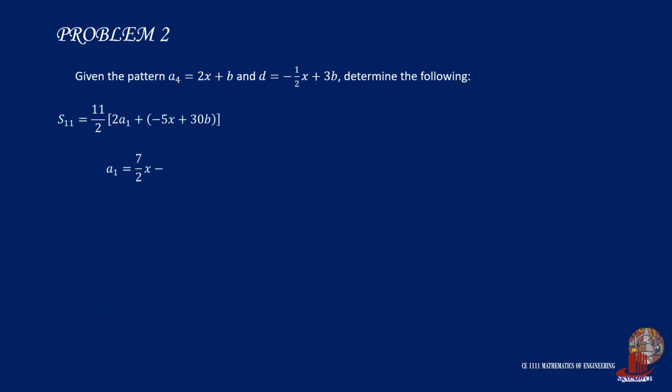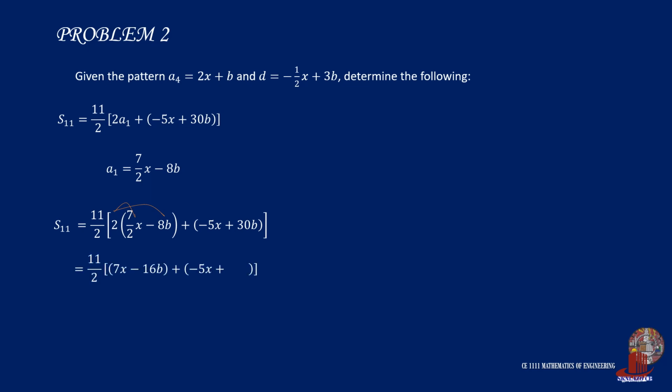Getting back to S sub 11, after learning what a sub 1 is, we get 11 halves of the quantity which includes twice of 7 halves of x minus 8b, and the quantity of negative 5x plus 30b. Distribute 2 and the equation is transformed as 11 halves of 7x minus 16b plus negative 5x plus 30b. Collect similar terms in the quantity to have 2x plus 14b. So S11 turns out as 11x plus 77b.